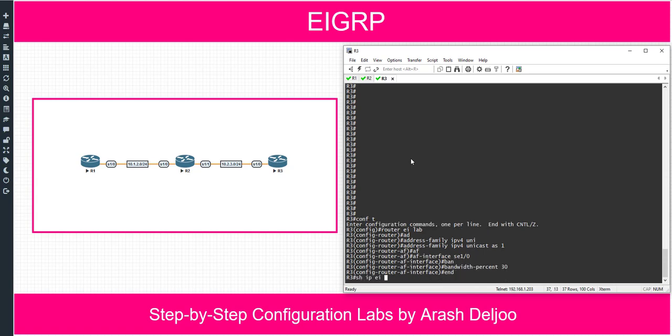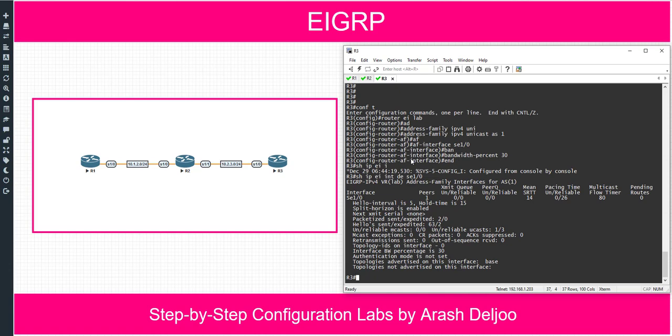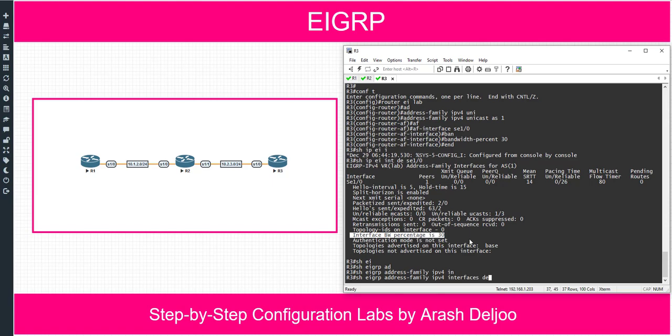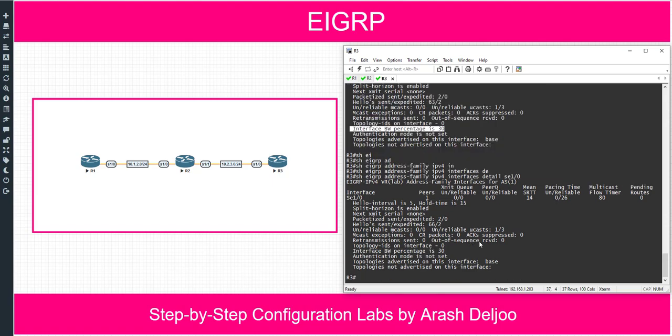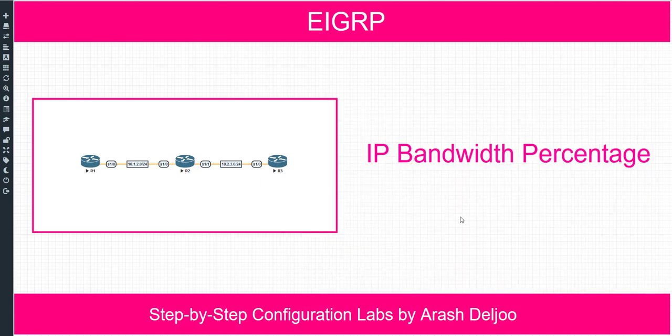and show ip eigrp interface serial 1/0 or interface detail serial 1/0 can show us that the configured interface bandwidth percentage is now 30. And also you can use show eigrp address-family ipv4 interface detail serial 1/0. Again, we have a similar result. All right, this is the configuration of the IP bandwidth percentage for EIGRP usage.